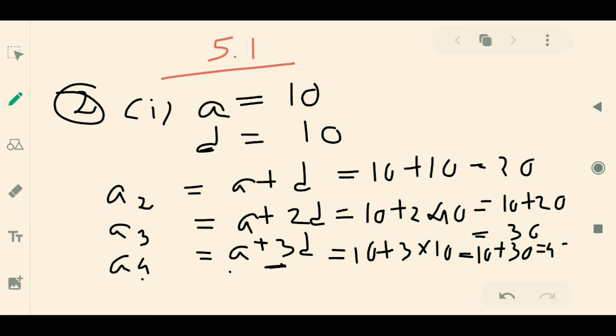This is 40. And how many terms are needed? First four terms. So the first term is already given. This is the first four terms. That means up to A4 only we need. So these are the terms.